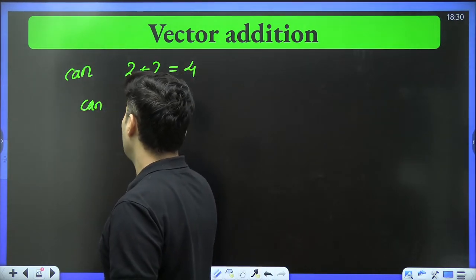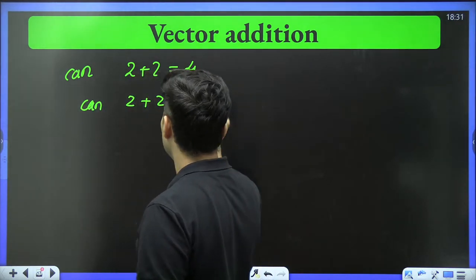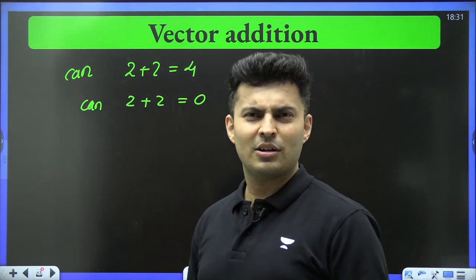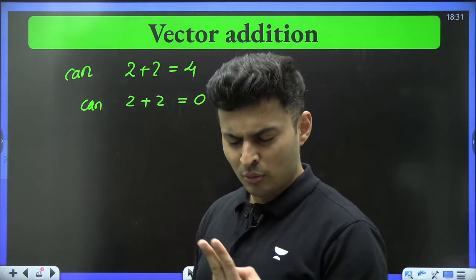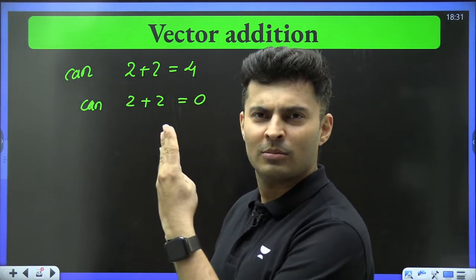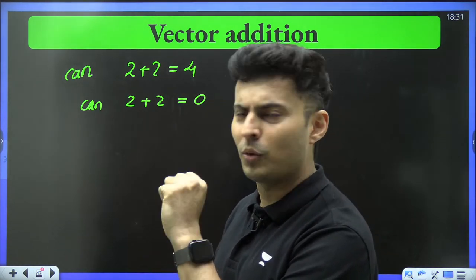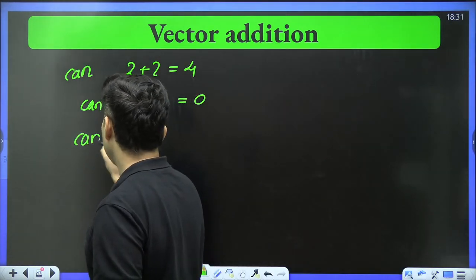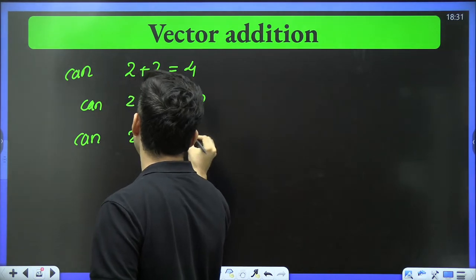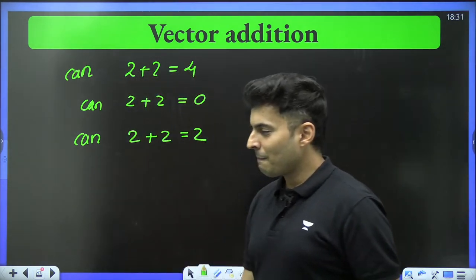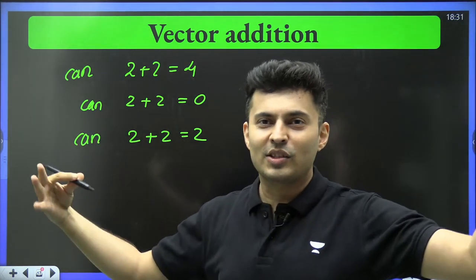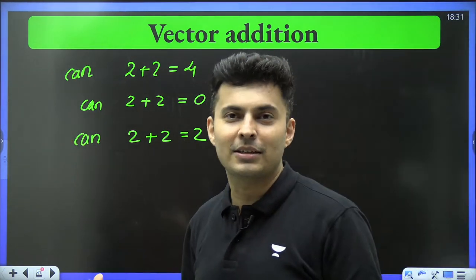Can 2 plus 2 be 0? You'll be like, what is sir talking about? 2 plus 2. Yes, sir, 4, it is not 0. Then I have another question. Can 2 plus 2 be 2? I will be like, what nonsense is this? Sir, please don't teach such things.